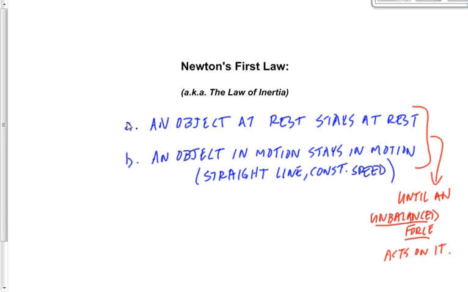Object at rest stays at rest until an unbalanced force acts on it. An object in motion stays in motion, straight line, constant speed, until an unbalanced force acts on it. Might have forces, okay, but as long as they're balanced, this is going to keep happening. It's not until they're unbalanced when something changes. All right.